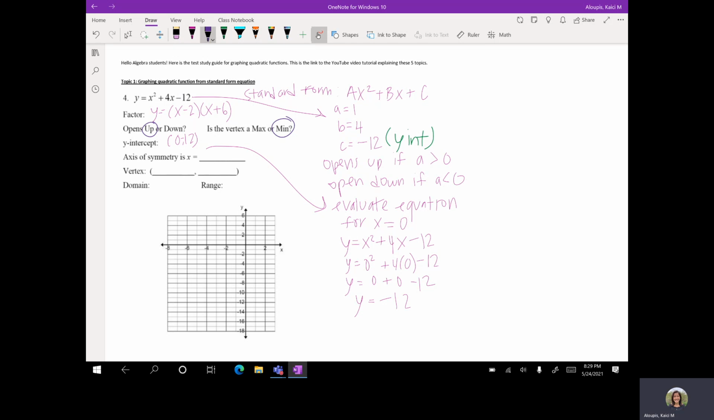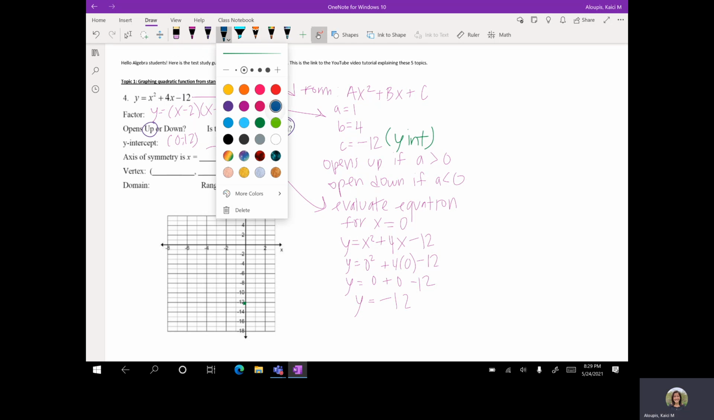Let's go ahead and plot that point on our graph. 0, -12 is right down here, it's really hard to draw on this. Okay, that's good enough. There's our y-intercept. Okay, to find the axis of symmetry, when we're given standard form, we're going to want to use that equation.